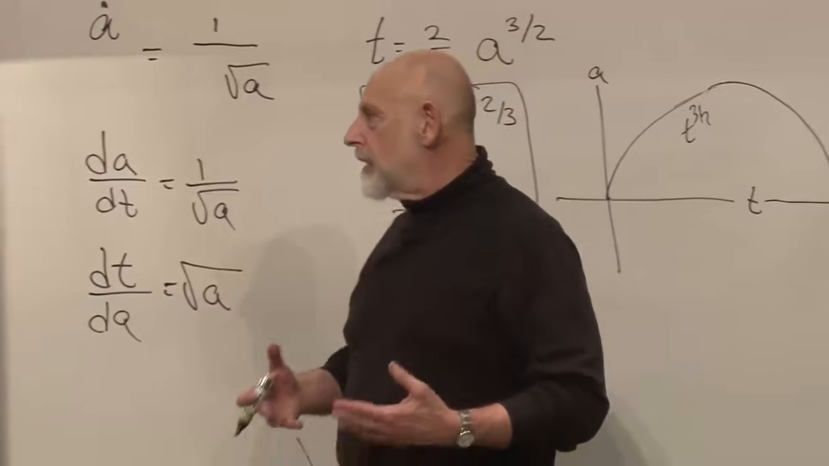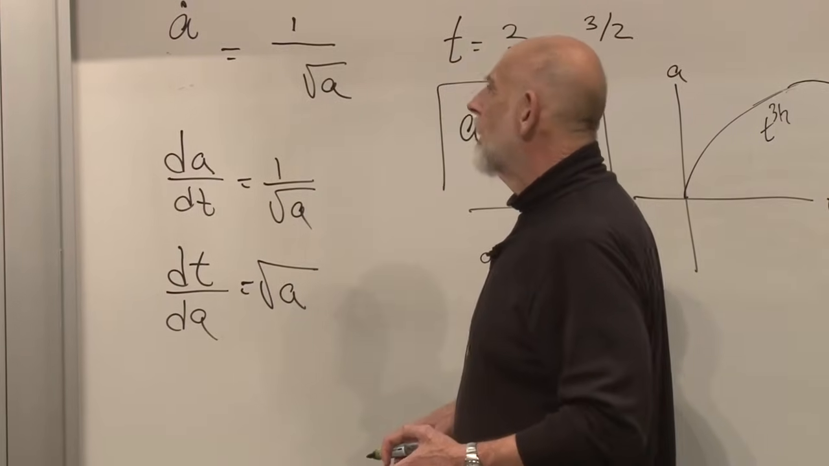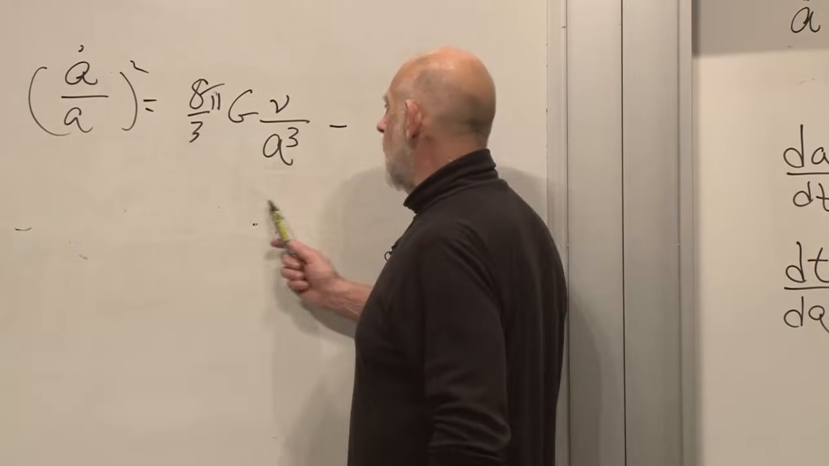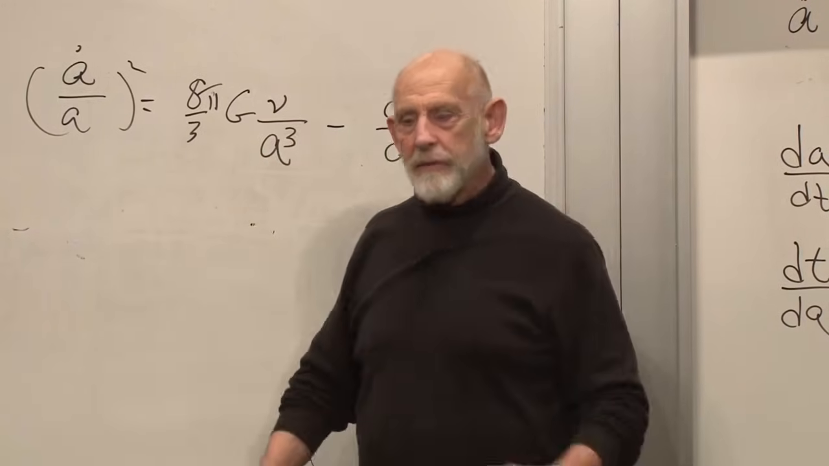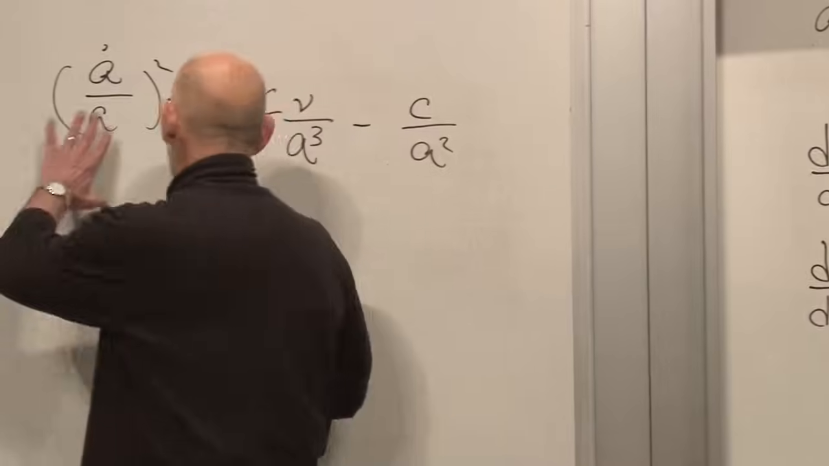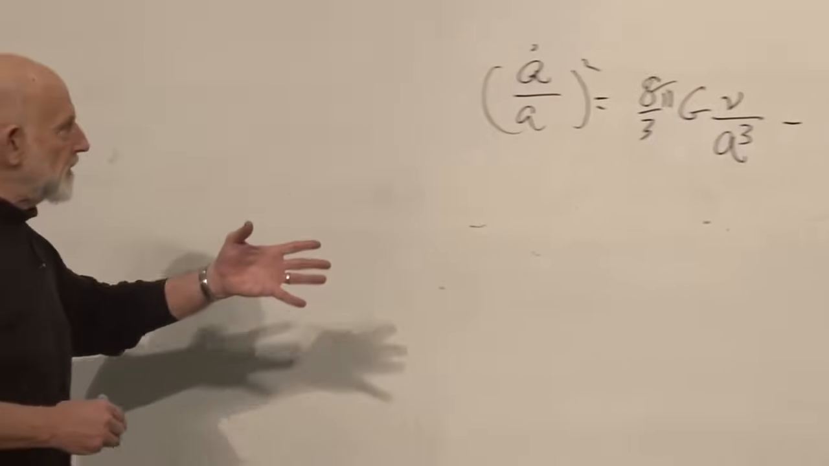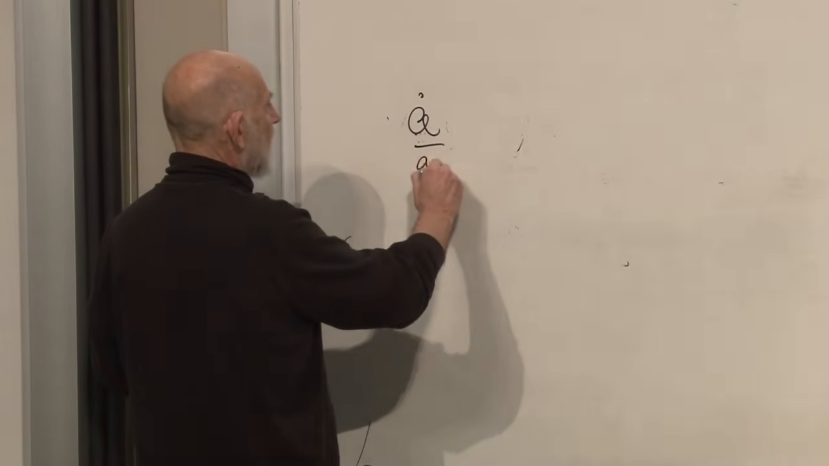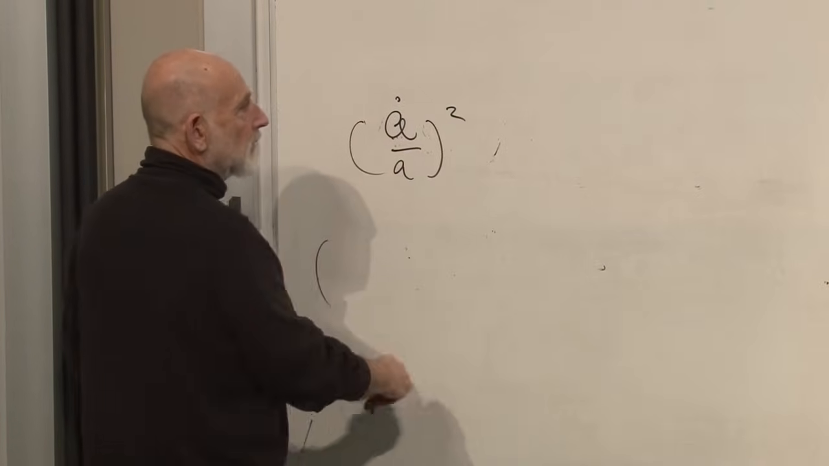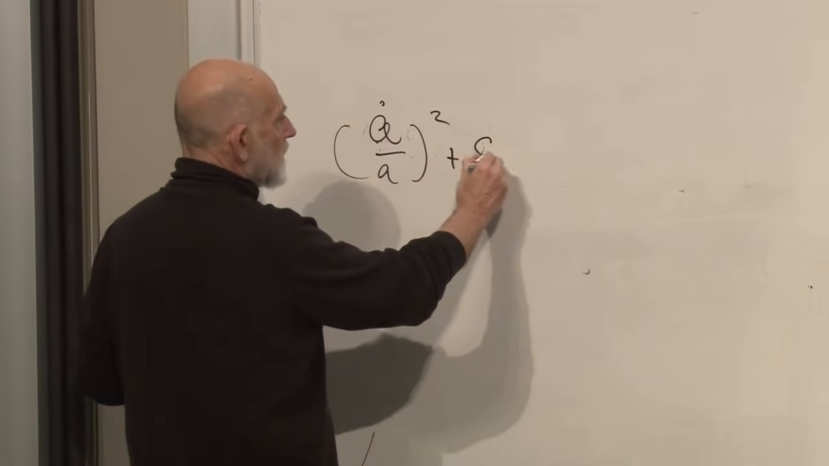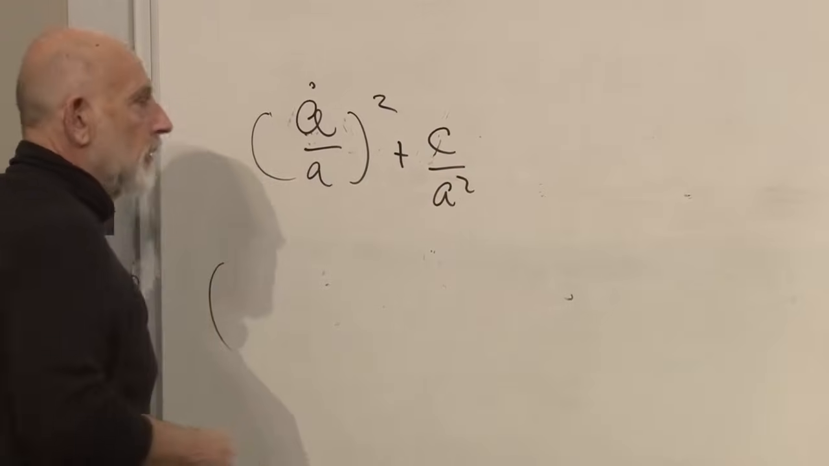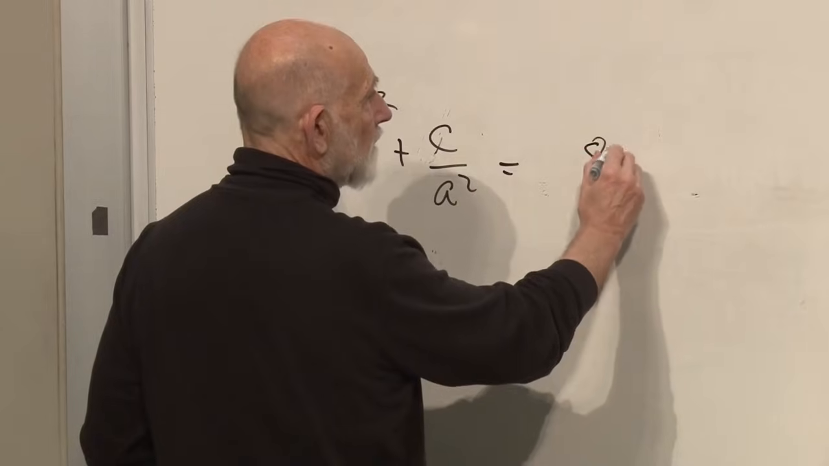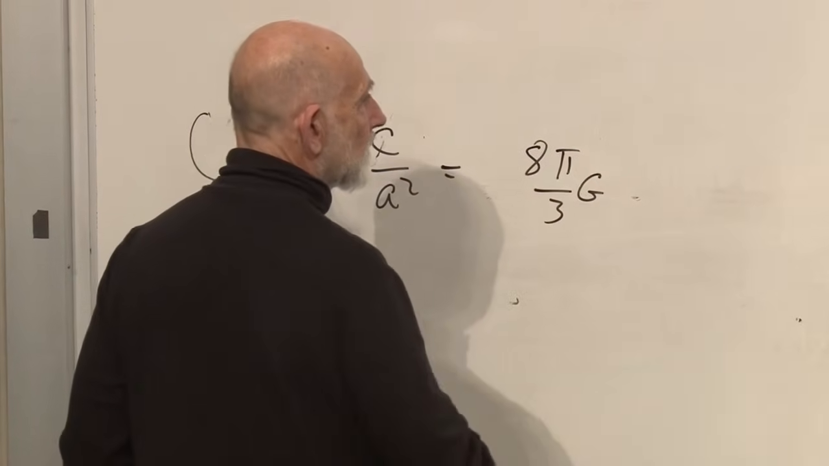If we were to have done Einstein's equations, I'll tell you what the connection with Einstein's equations is. On the left, we have A dot over A squared, and then I'm going to add plus C over A squared, transposed to the left, and on the right-hand side, good old 8 pi over 3 G rho.